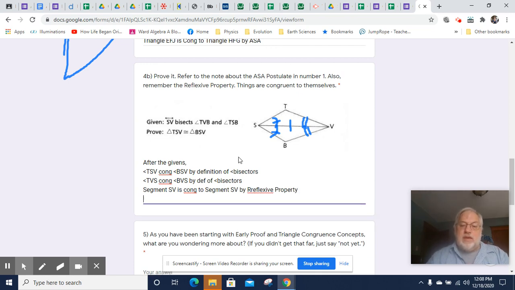So now we have, let me correct that, now we have that triangle TSV is congruent to triangle BSV by angle, side, angle, because we have angle and then an included side and angle. Both of those are the corresponding angles, and their included side are congruent, and so the two triangles are congruent.